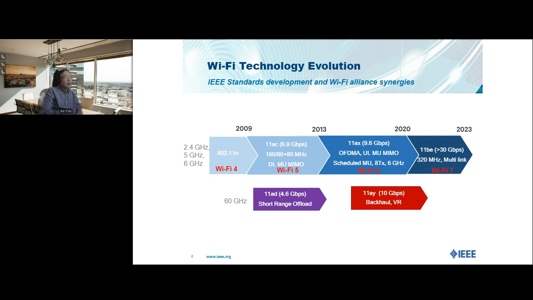So overall, this is a roadmap, the evolution map. You see the Wi-Fi technology goes from the growth of throughput, and now moves to higher density and high efficiency.